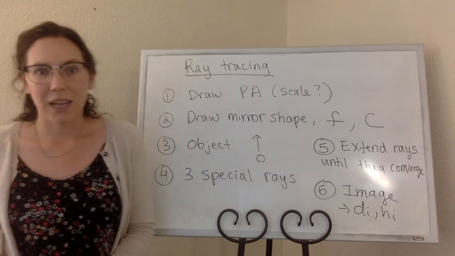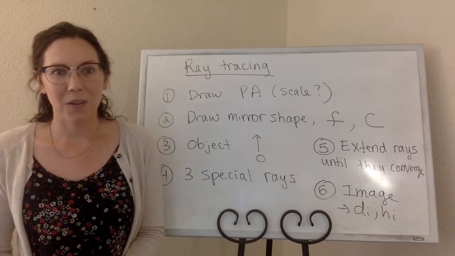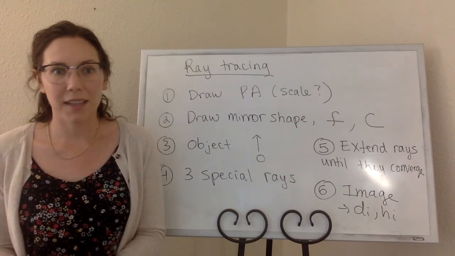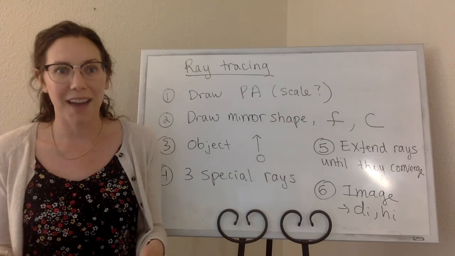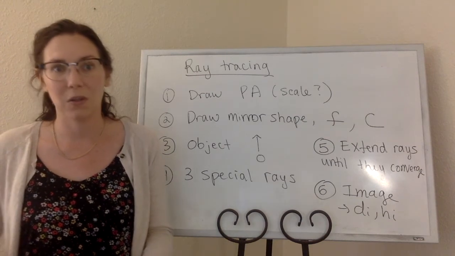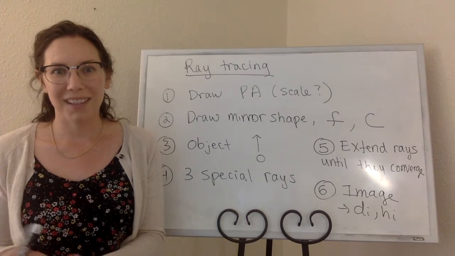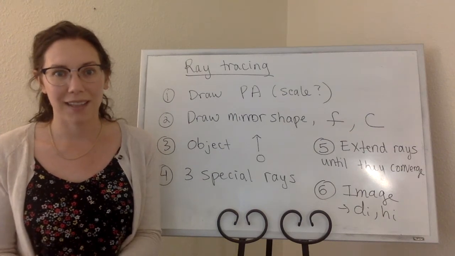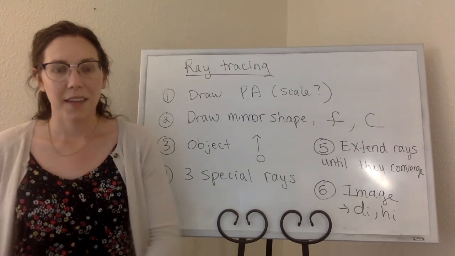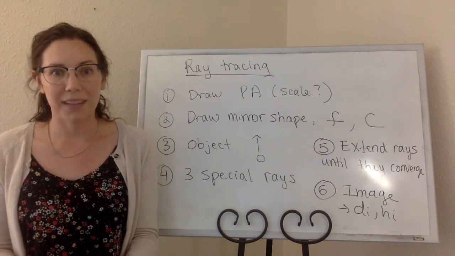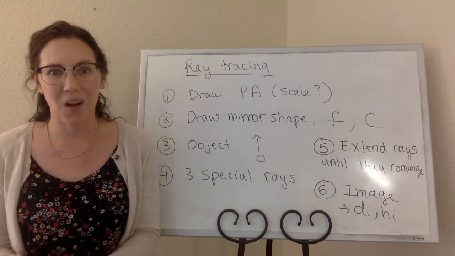And then, okay, draw the mirror shape. So please do draw whether it's concave or convex, and then draw a mirror line so that we have a nice vertical line to direct our rays to. Also label the focal point and label the center of curvature on your principal axis. Okay, then we'll draw in the object. So draw a straight upward arrow to represent the object, and we can label that O.